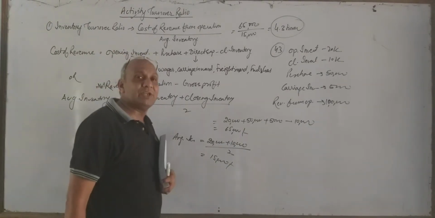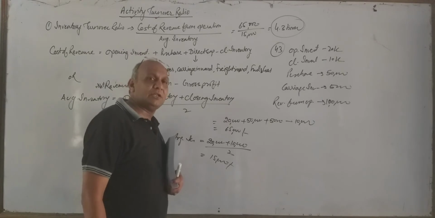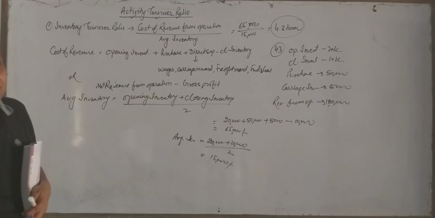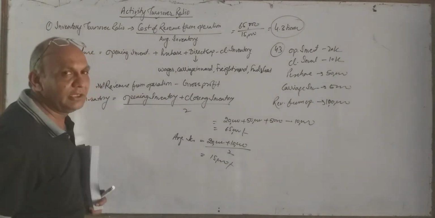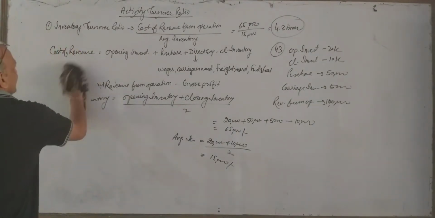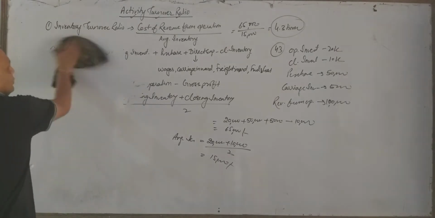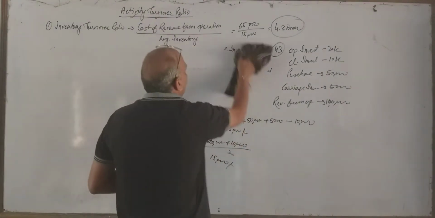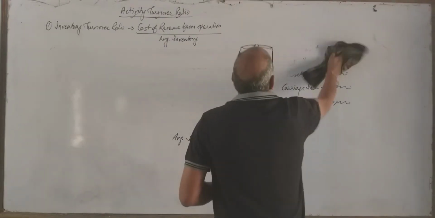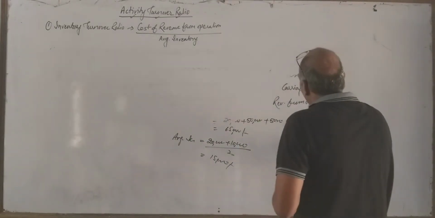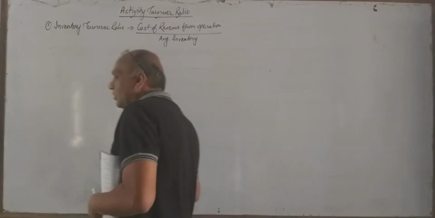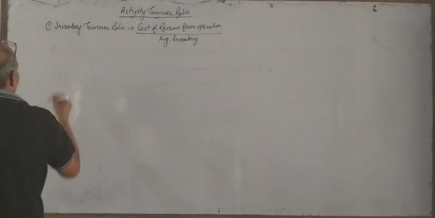But if you have luxurious items, their inventory turnover ratio may be a little bit less, because people don't purchase them regularly. So this is how to calculate cost of revenue from operation. Now let us do another sum. Sum number 45 we are going to do now. Here in sum number 45, we have given different nature of items, or different items in different formats.